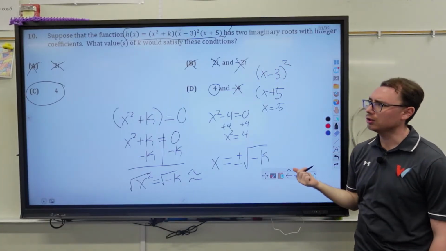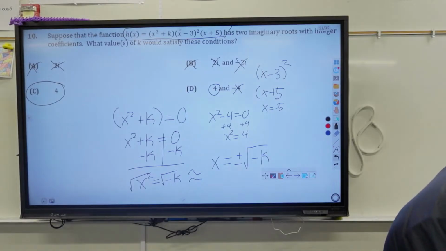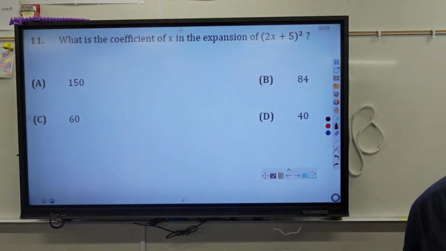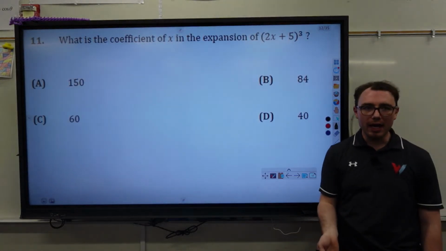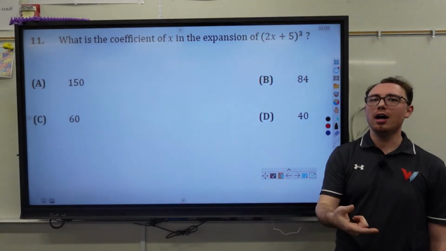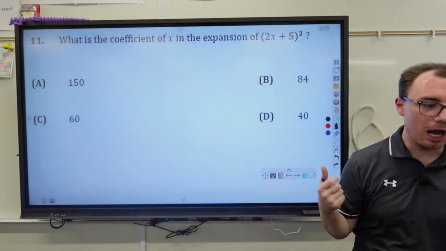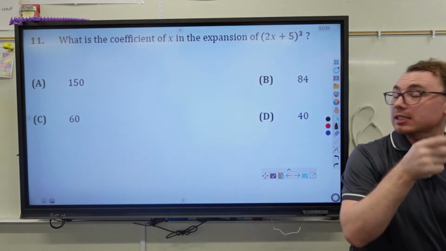At this point here, we're going to look over at the next kind of problem, example 11. For example 11 here, we're given the problem: what is the coefficient of x in the expansion of 2x plus 3 to the third power? For this problem, we're really trying to take a look at Pascal's triangle.